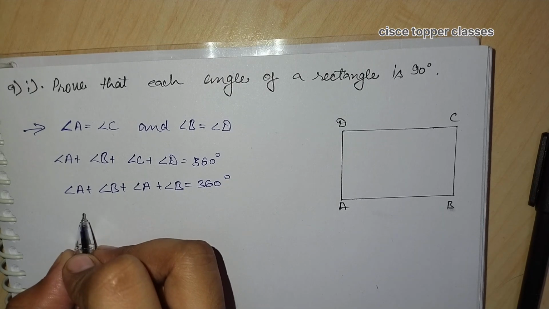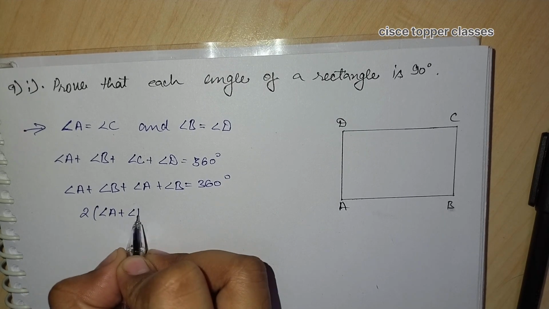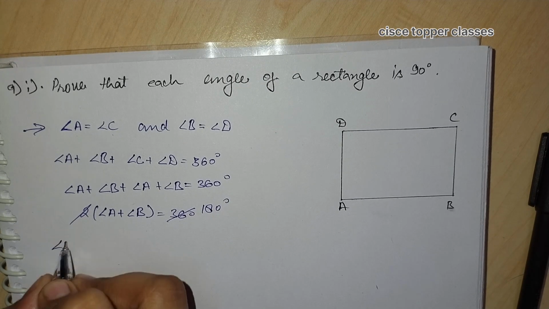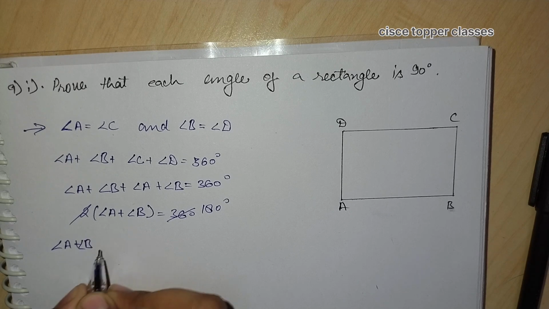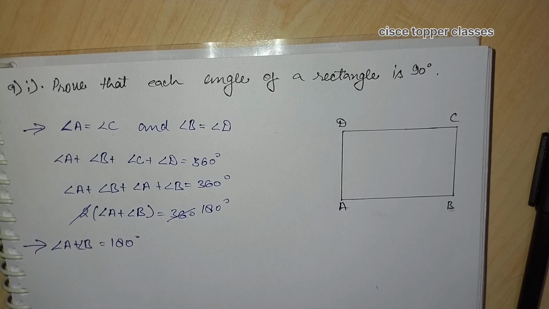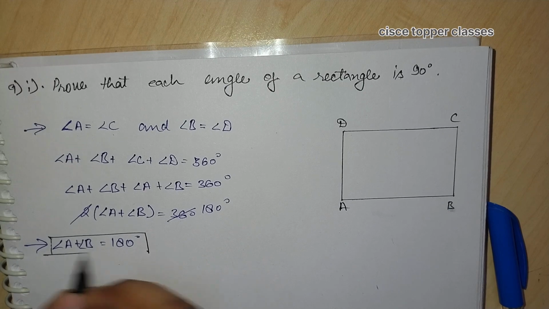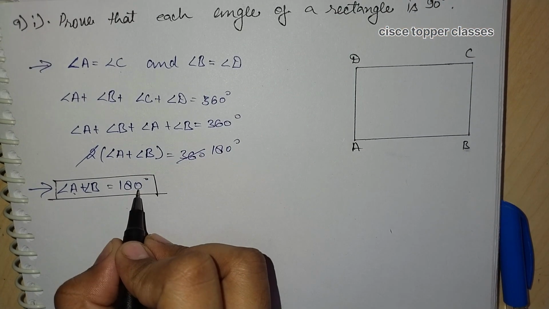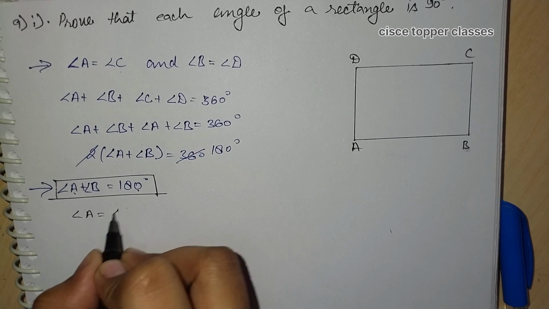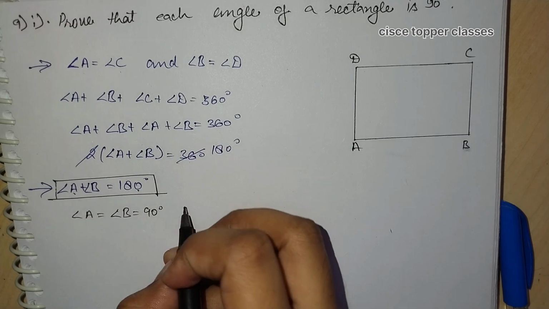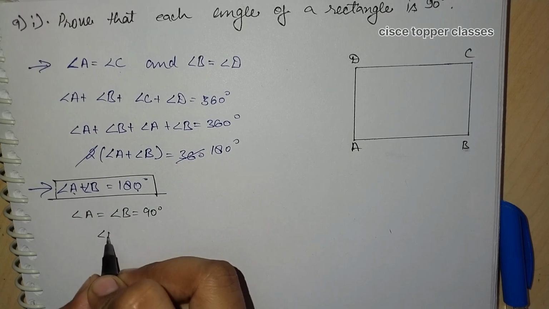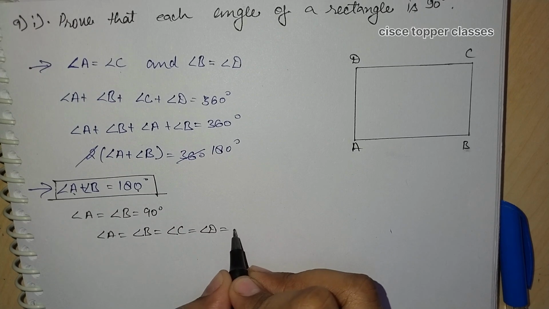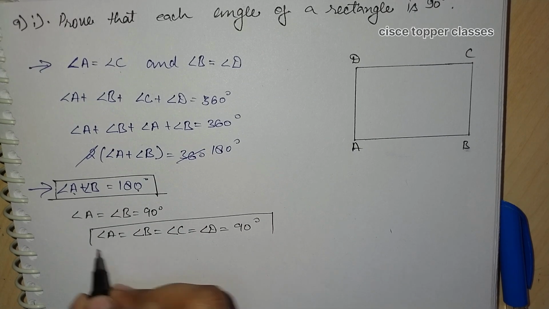Now we can add this, and on adding we will get 2 angle A plus angle B equal to 360 degree, and this will be 180 degree, meaning angle A plus angle B is equal to 180 degree. But since these are angles of a rectangle, if it is 180 degree we can simply say that angle A is equal to angle B, which is 90 degree, because in a rectangle all angles are equal. Hence angle A is equal to angle B is equal to angle C is equal to angle D, because the sum is 360 degree. So this will be 90 degree as the answer.